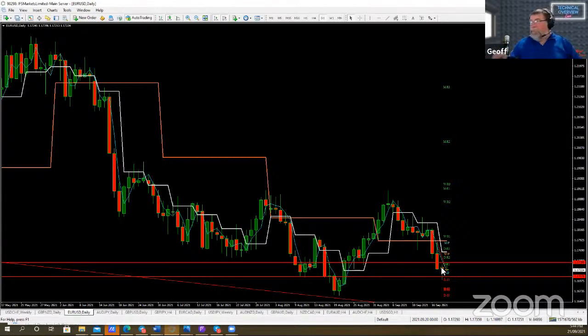The entry level, like I said, would be above today's candle by about 3 or 4 pips. 1.17396, we'll call that 1.1740. So we'll go 1.1745. 1.1745 is entry. Stop loss 1.1695.